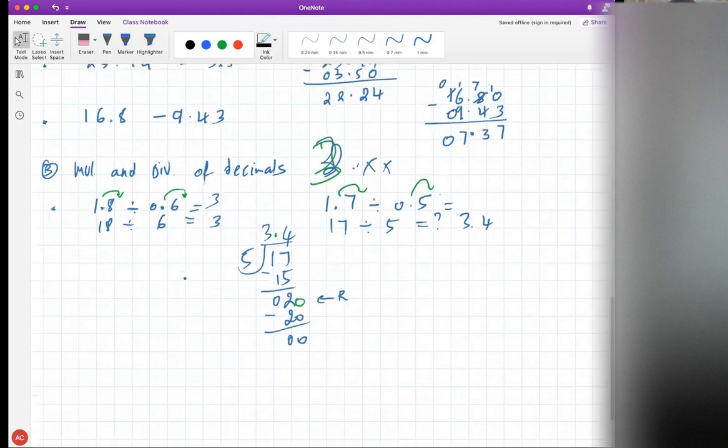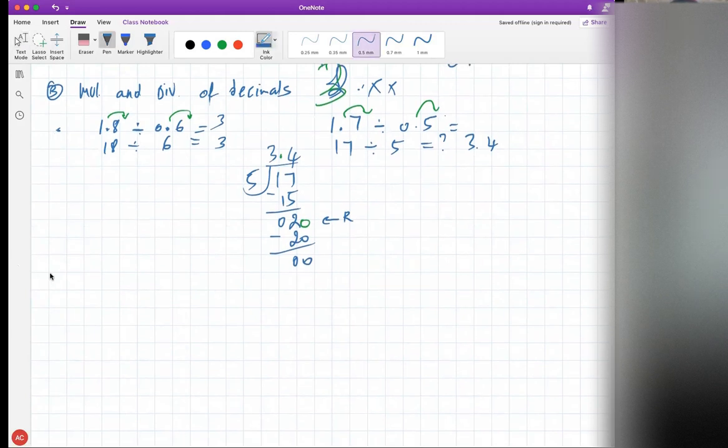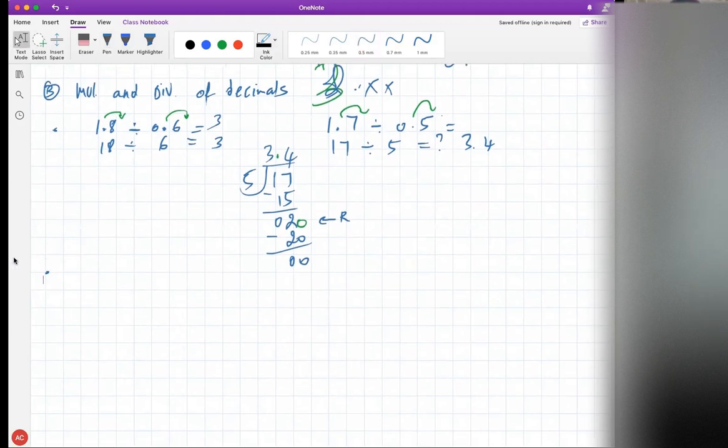So that's the first thing you want to do, okay? When you have decimals, turn them into whole numbers by moving the decimal to the end of the number. From there it should be easy, a regular long division like this one.